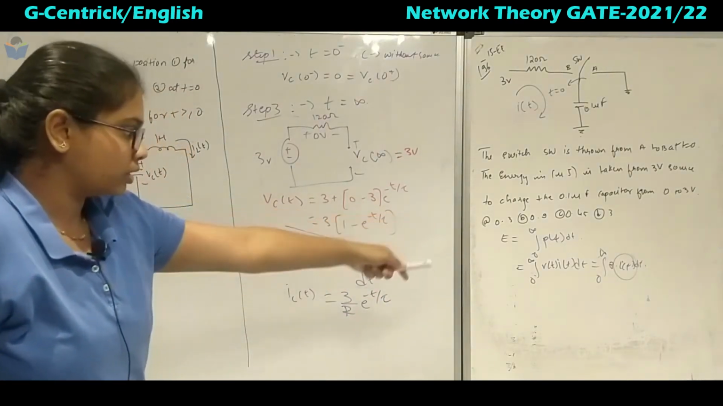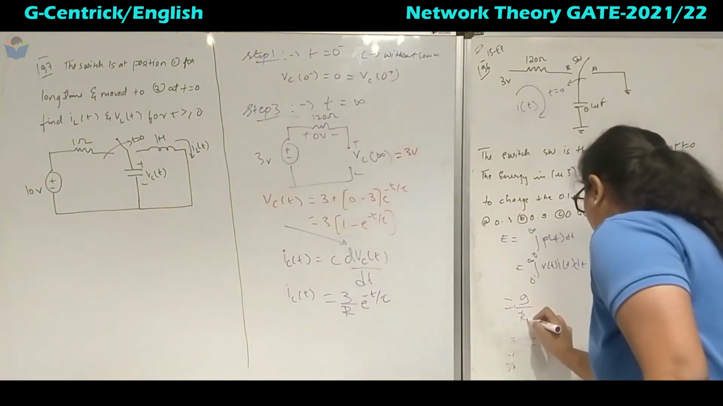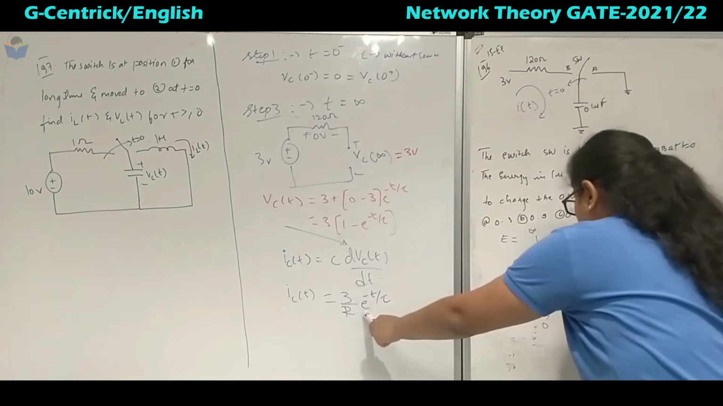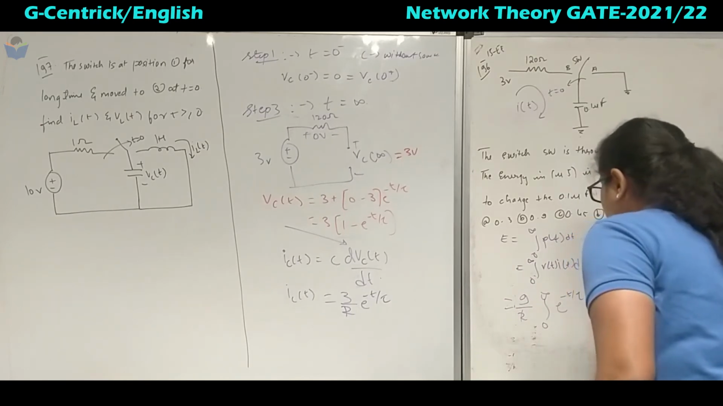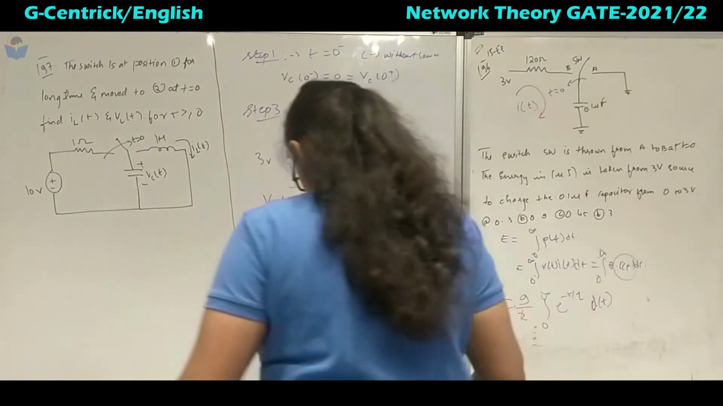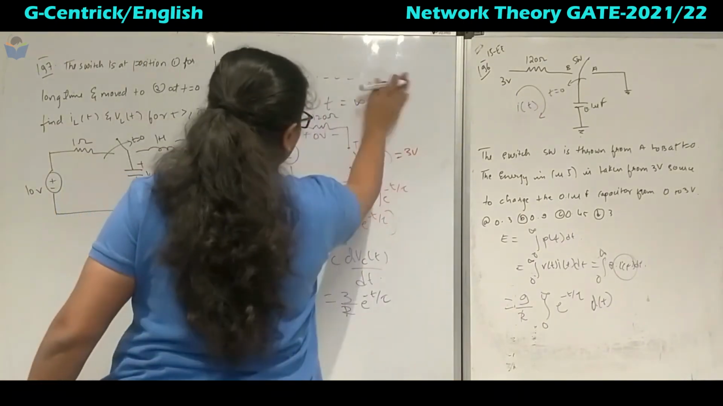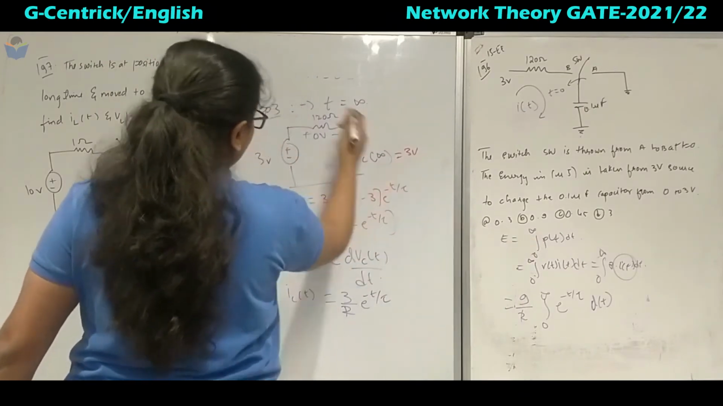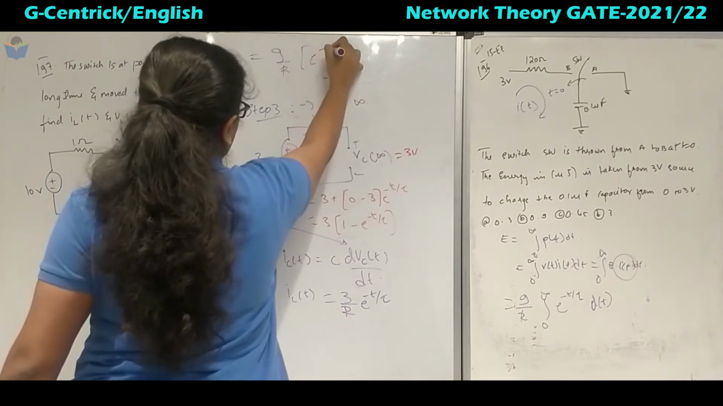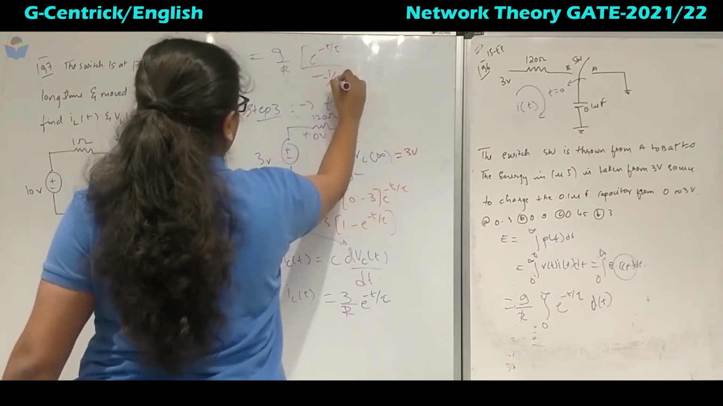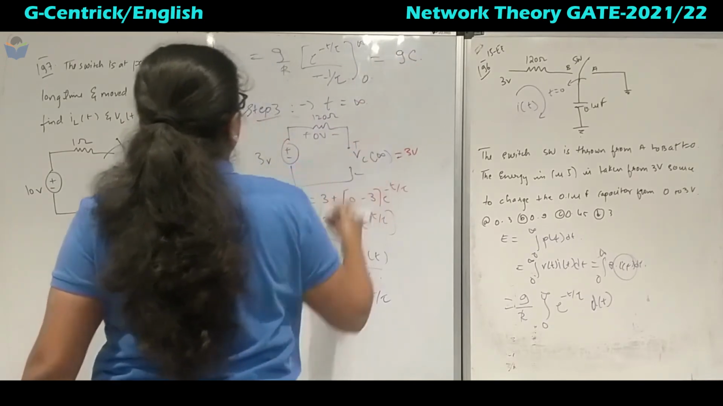Now you can easily substitute in this one. Here is 3, 3 into 3 is already 9. So 9 by R from 0 to infinite of e power minus t over tau dt. When you analyze this one, the final expression you will get is 9 over R, from 0 to infinite, e minus t by tau. So here you will get minus 1 over tau, evaluated from infinite to 0. So at last you will get 9C.